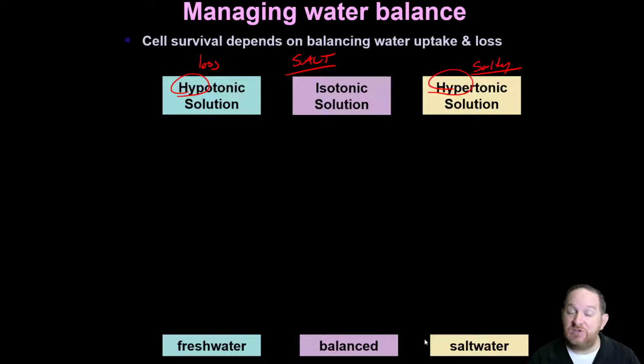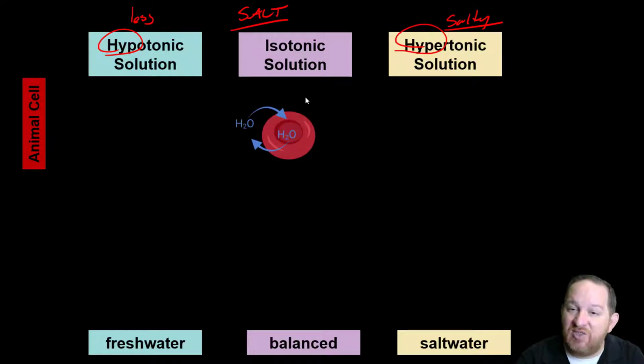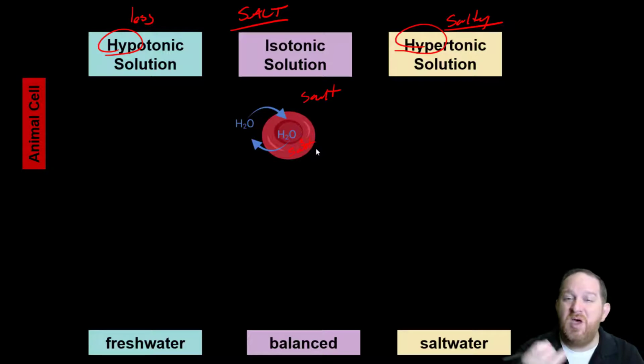So different cells react differently in different solutions. So let's start with some animal cells, right? Everyone's favorite animal cell, a red blood cell. In an isotonic solution, a balanced solution, water will go in, water will go out. That's because the salt concentration outside is roughly similar to the salt concentration inside. So a little water will go, a little water will come, but it's pretty balanced.